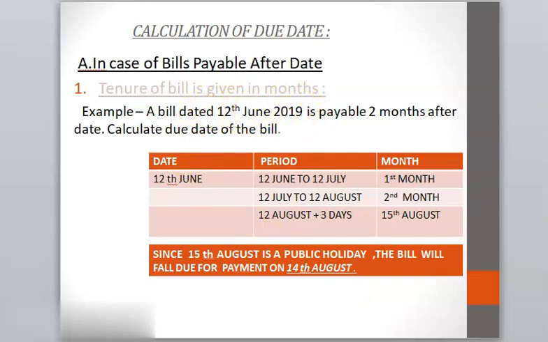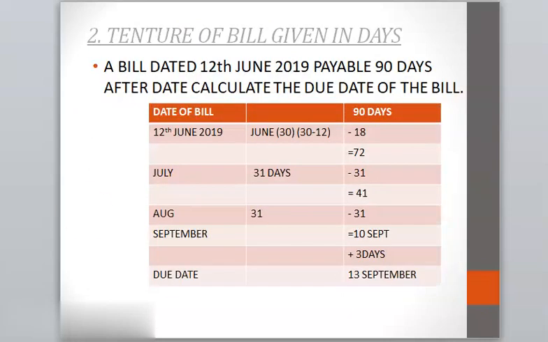Now let us see the second example, where tenure of bill is given in days. It means we are going to calculate the due date when they mention the days. See here, a bill dated 12th of June 2019, payable 90 days after date. Calculate the due date of the bill. Now students, just see here 90 days of the bill. Now how to calculate this?